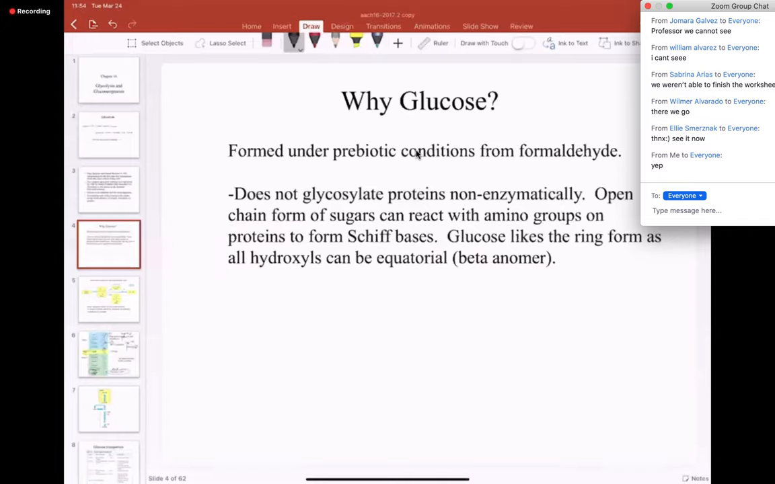Why glycolysis? Well, probably glucose was formed under prebiotic conditions because it's the most stable sugar, as all the hydroxyls can be equatorial in the beta anomer. And so therefore, you had glucose around, and that's why it started to work.